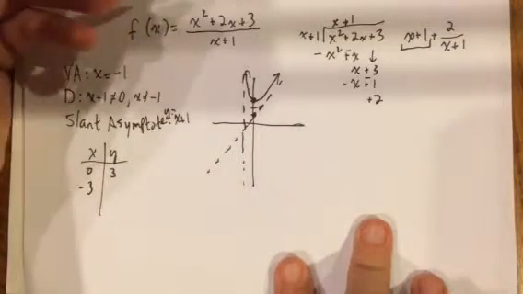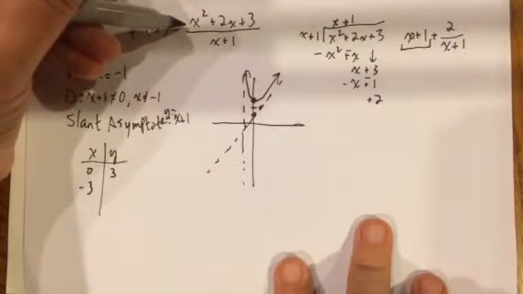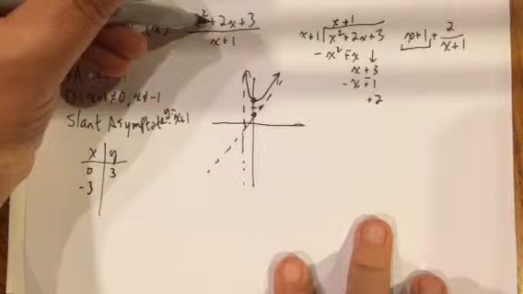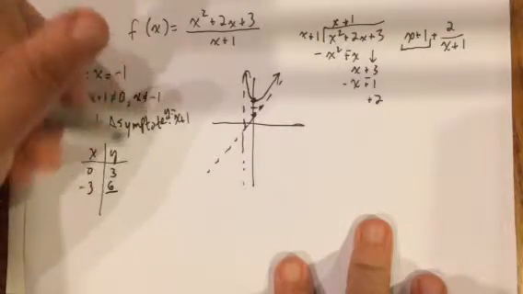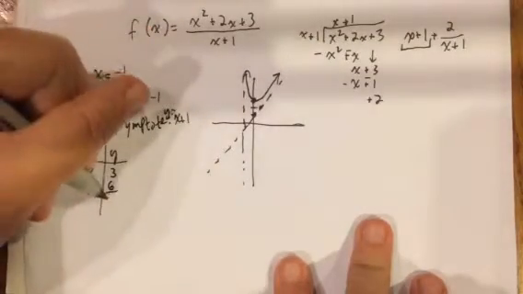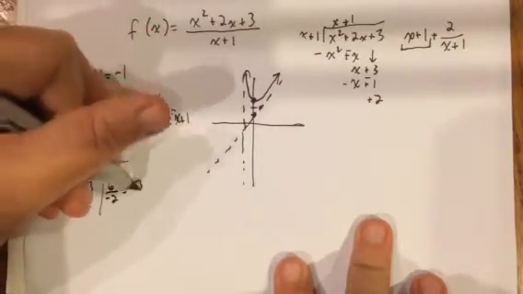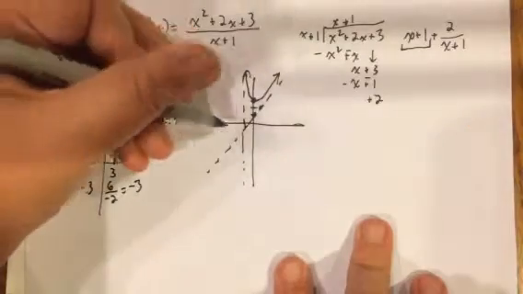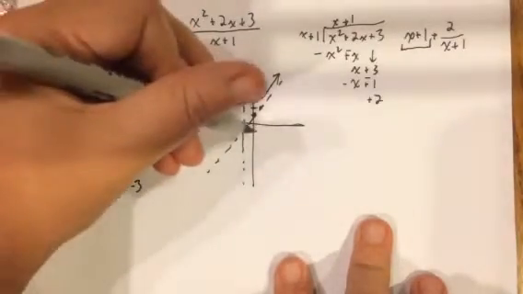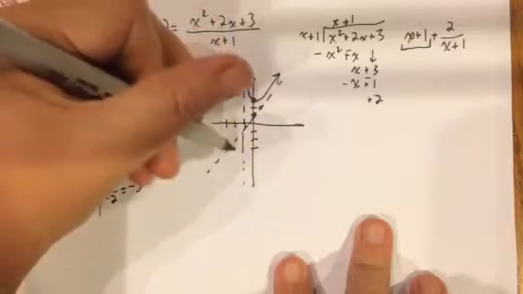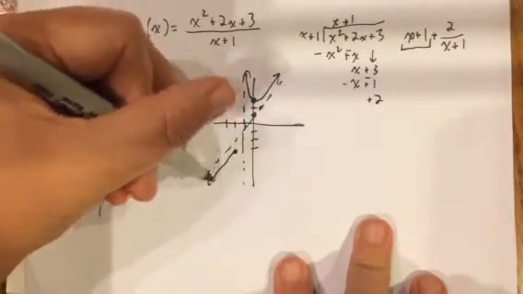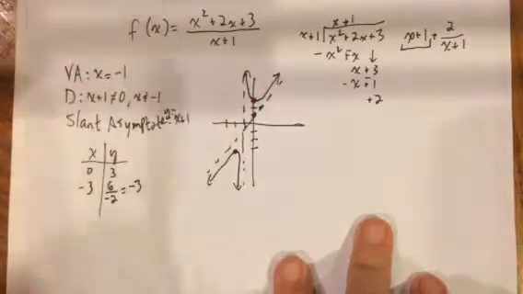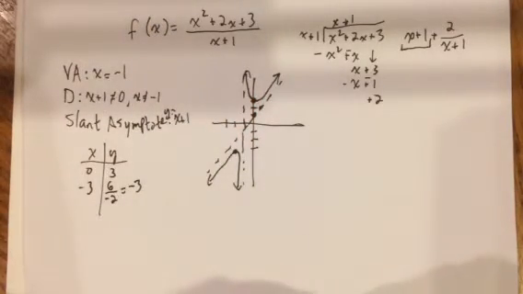If I plug in negative 3, I get negative 3 squared is 9, minus 6, because 2 times negative 3 is negative 6, so that'd be 3, plus 3 is 6. So I'm going to get 6 over negative 3 plus 1, which is negative 2. So at negative 3, I'm going to get negative 3, something that should be down here. So my graph should look something like that. Okay.